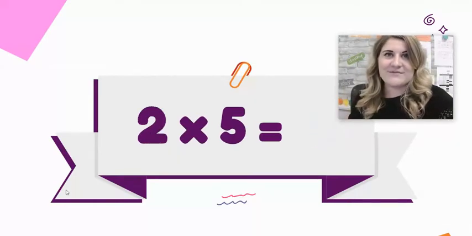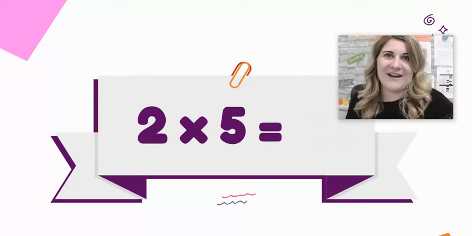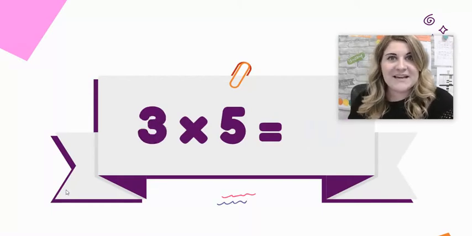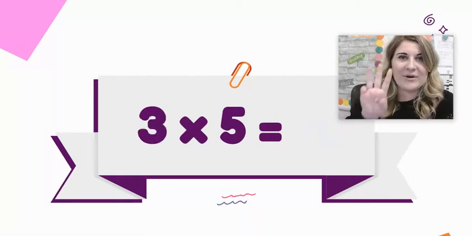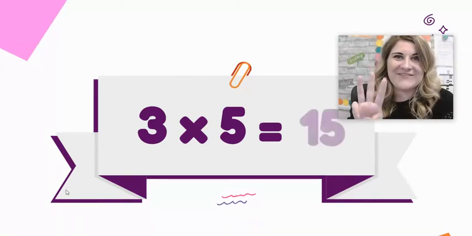Next, we have 2 times 5. So get out 2 fingers, and we're going to count by 5s. 5, 10. And that's going to be our answer for 2 times 5. Next, we have 3 times 5. 3 times 5, we're going to get out 3 fingers, and we're going to count by 5s. 5, 10, 15. Very good.